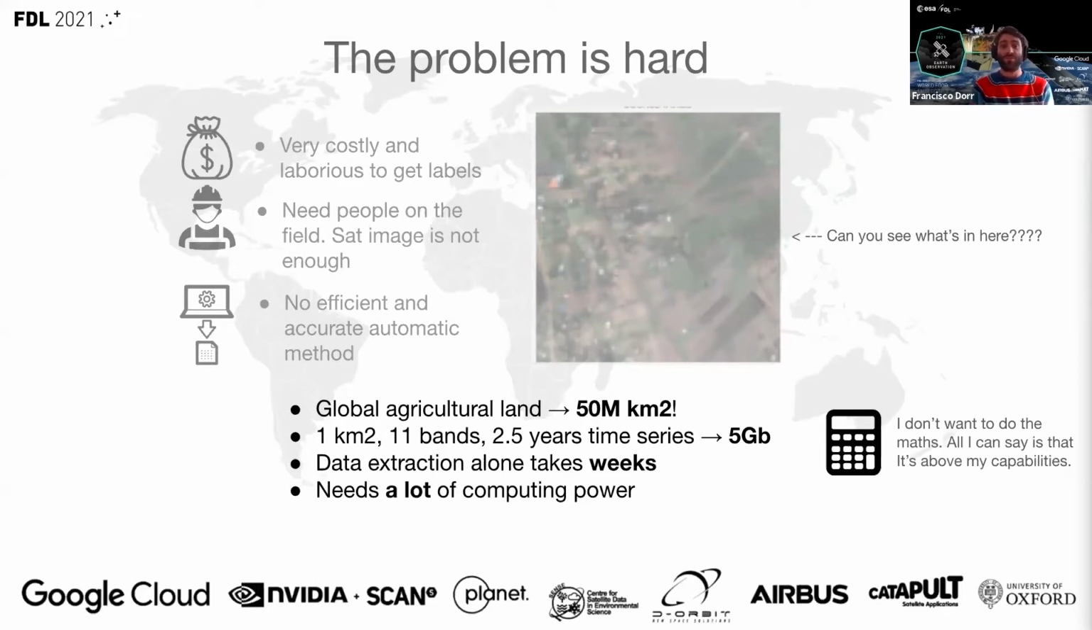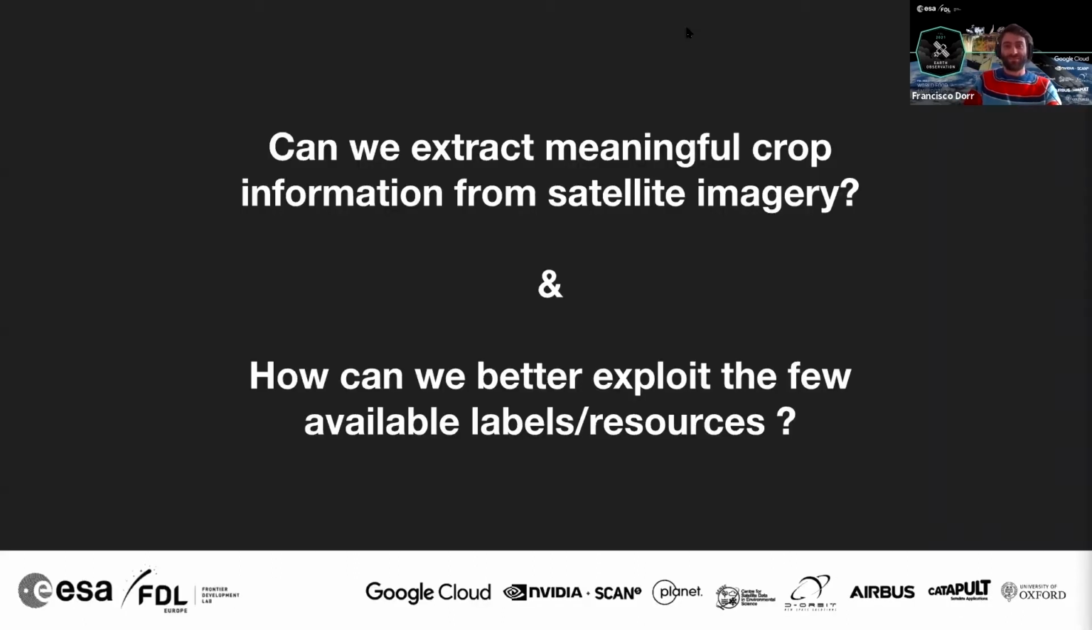So now I'm going to leave the floor to Julia, who will explain more about how we use the satellite imagery to address these problems. Thank you very much. Thank you very much, Fran. So as we just heard, we have an abundance of satellite imagery available. Our aim as a team, therefore, was to extract meaningful crop information based on satellite imagery with few or even no labels available.